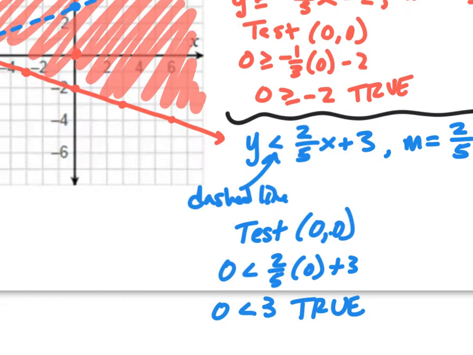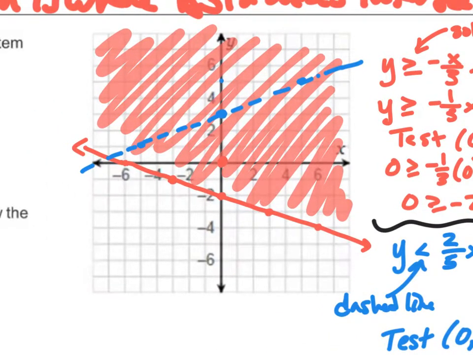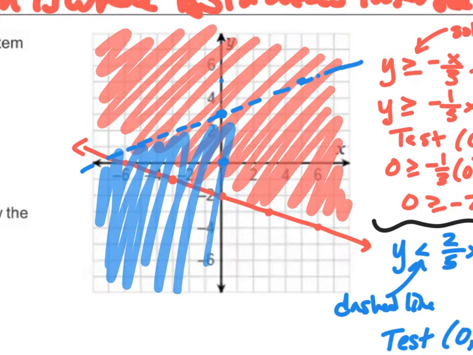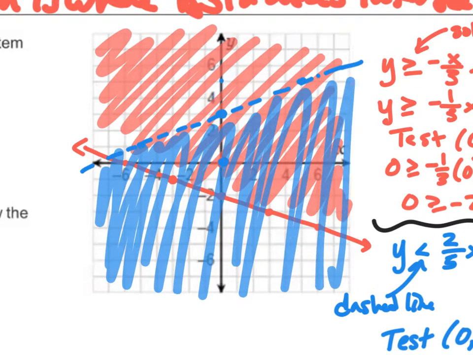Because it's true where that point was, I'm going to shade below. Okay, so where I have this point here, I then shade below. All right, and this is where it gets a little interesting. I'm going to shade all of this area here. We want to think about where our areas intersect, and that is our solution set. That's the area that we're looking for.